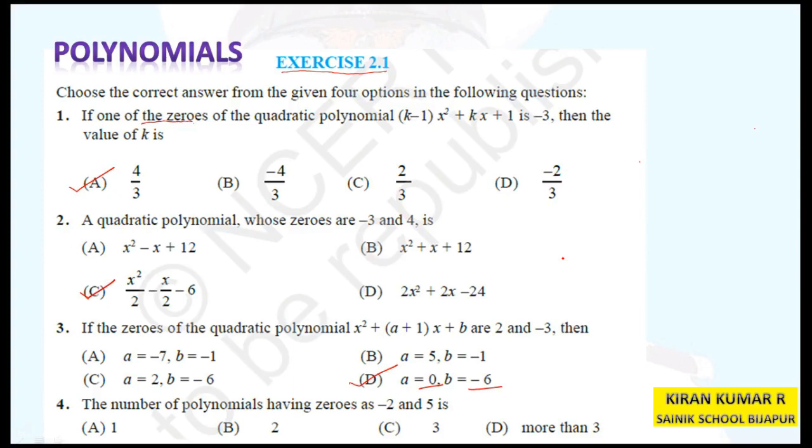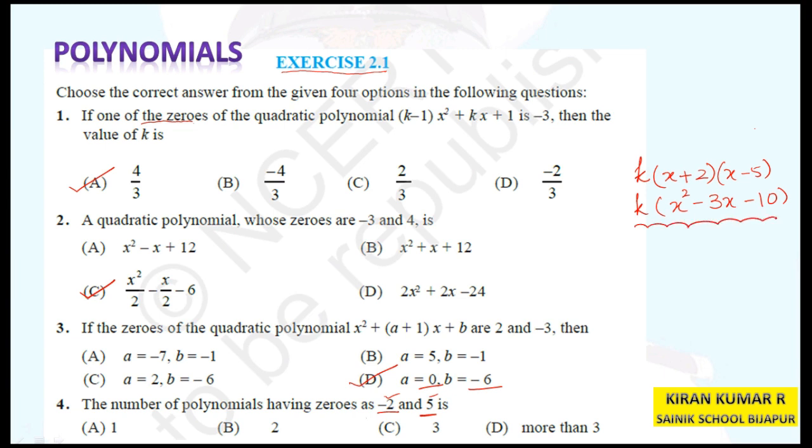Observe the fourth question. The number of polynomials having zeros minus 2 and 5 is. They have given the zeros of the polynomial. This polynomial has to be a quadratic polynomial. So in general, let me write it here. It is k times (x plus 2) multiplied by (x minus 5). So k times will be having x square minus 3x minus 10.